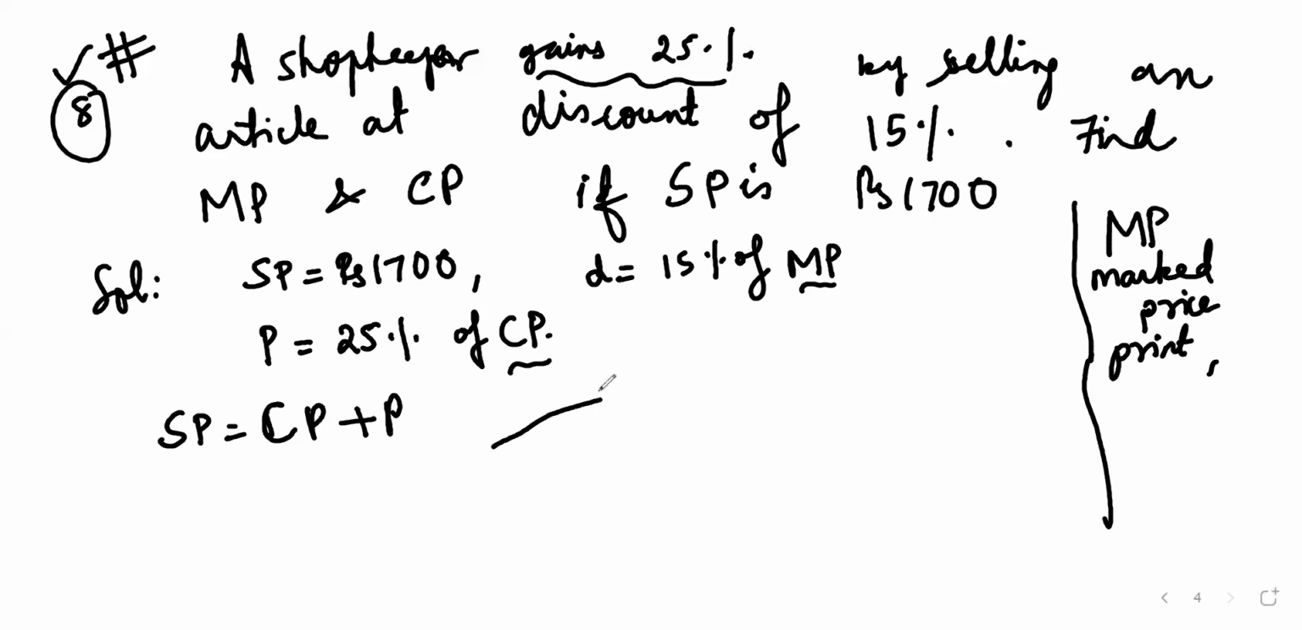We'll do that. First, we'll find out the profit. Profit is 25% of CP, isn't it? Now, do I know CP? I don't know, but let me assume it. So let the cost price be some A rupees. The unit is rupees; I will write it down later.